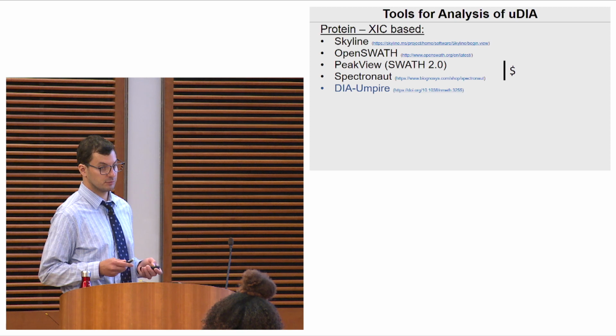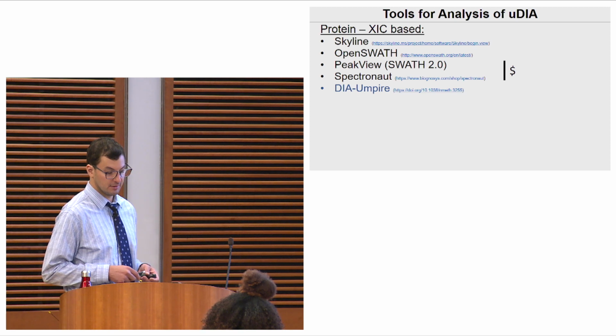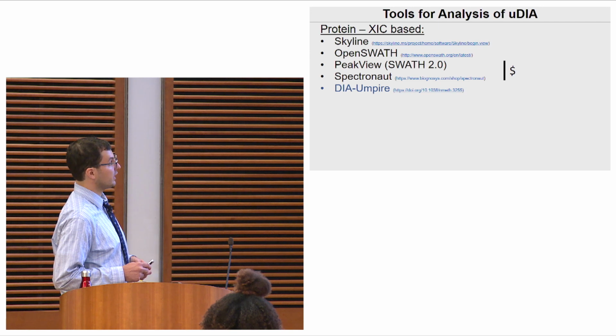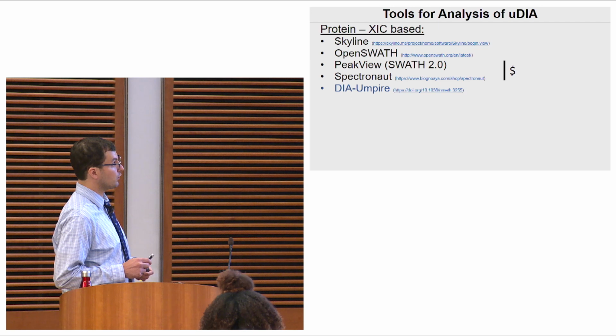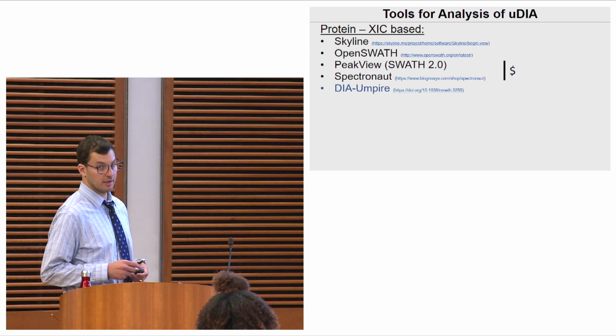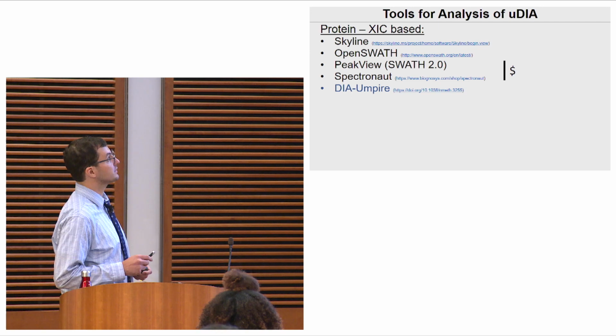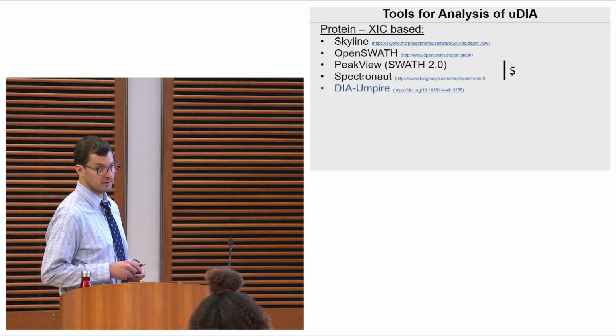I'd encourage you to try to get Spectronaut or get a trial of Spectronaut because it's really easy. And this last one is called DI Umpire. I have this colored differently because it works a little differently. All these other ones require a spectral library up front. DI Umpire doesn't. So they're all based on XICs, but DI Umpire works a little differently, and I'll explain that in a minute.